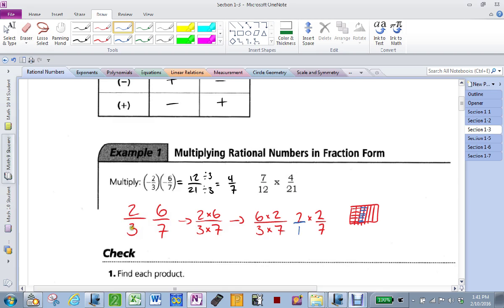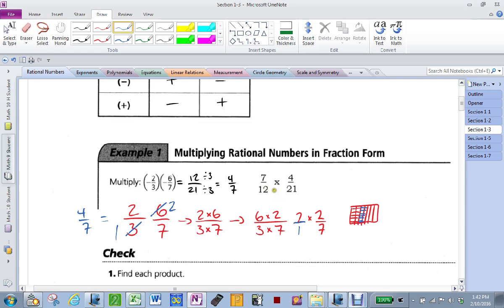How many 3's fit into 3? 1. So there's 1 3 there. How many 3's fit into 6? 2. So now I have 2 times 2 and 1 times 7, and I get my answer of 4/7 when the numbers were little. Does everyone see that?